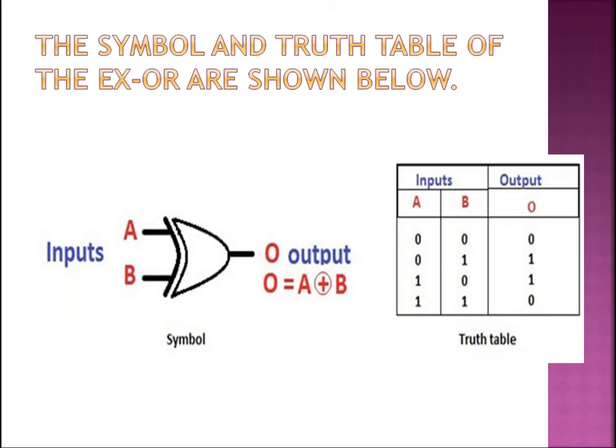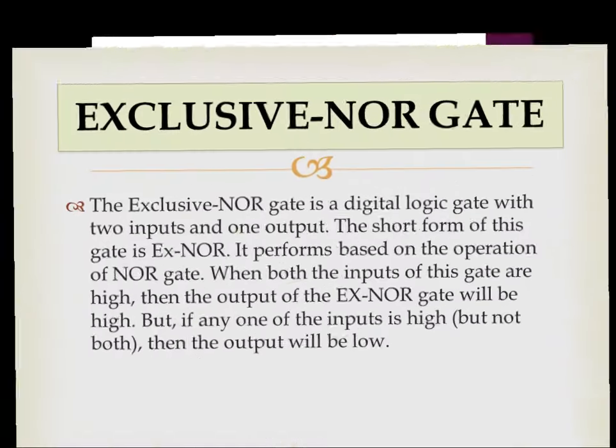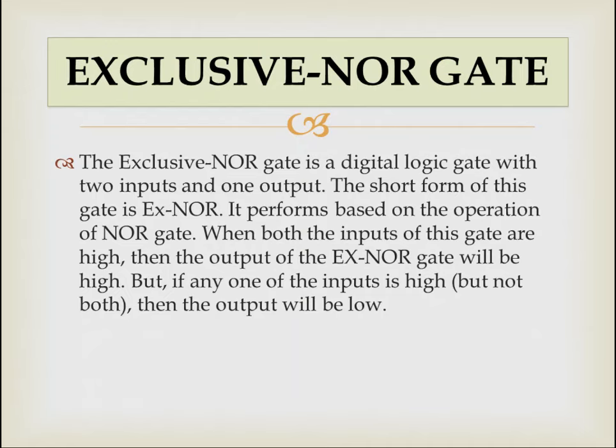So from this truth table, this shows that if both of the inputs are either 0, which means no source, or either 1, which means a source, the output would be 0. If one input is 0, which means no source, and one input is 1, which means a source, then the output would be 1. The next one is the exclusive NOR gate.